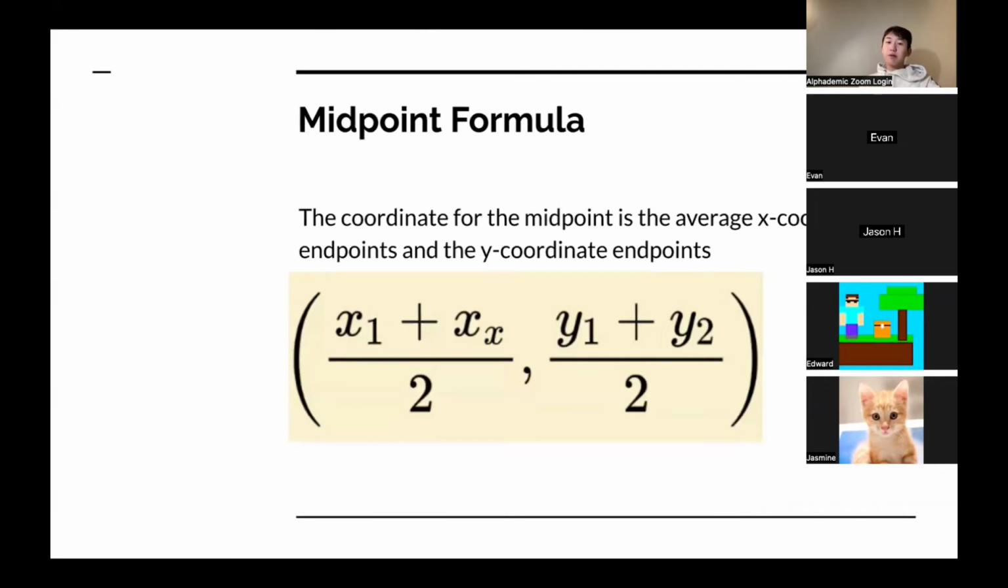Next up, we have the midpoint formula. You guys should definitely write this down somewhere in your notebook or on a piece of paper. This is for finding the coordinate for the midpoint, which is just the average of the x coordinate endpoints and the y coordinate endpoints.